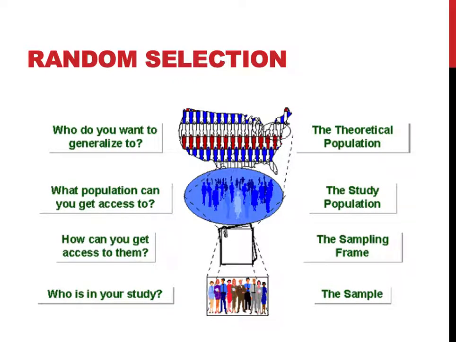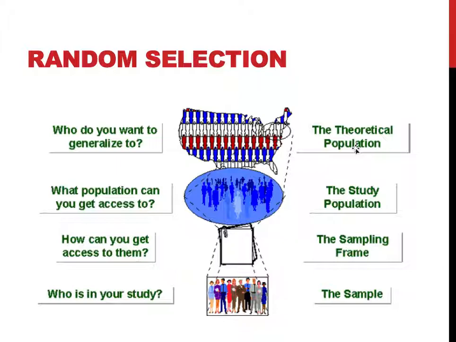Random selection, remember, is the same thing as random sampling. We want to consider who we are generalizing to. So the population, the theoretical population. If I want to generalize to college students, then my theoretical population is all of the college students in whatever country I'm interested in. Maybe I want to generalize it to American college students.